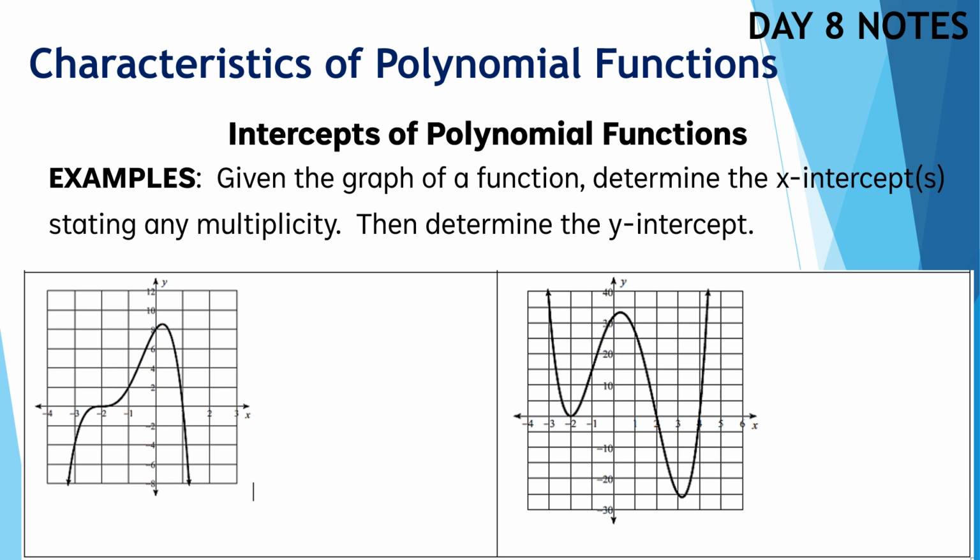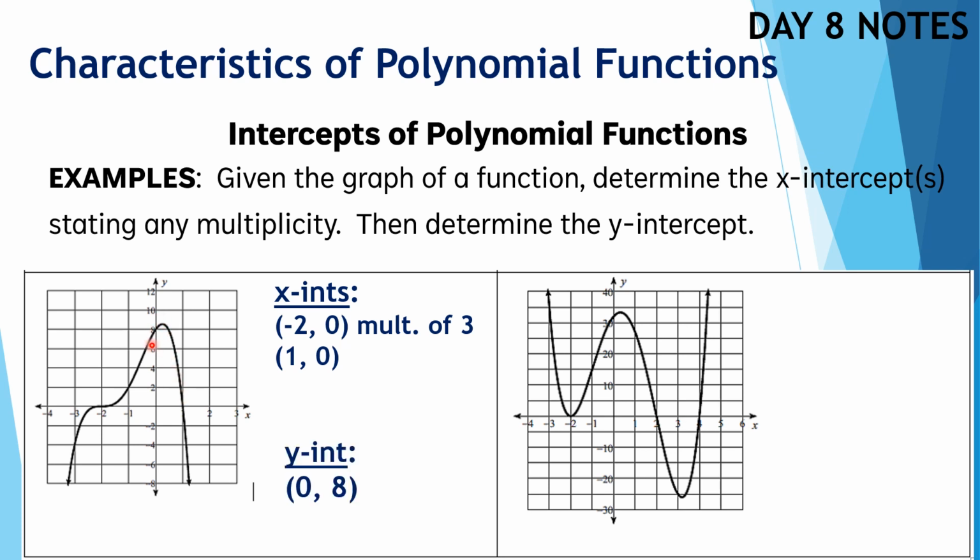Couple more graphs. Check these guys. So the x-intercept of the graph on the left, the first one we see is at -2. It does that squiggle shape, that cubic function shape, so that's a multiplicity of 3. And then we also cross through the x-axis one time at x equaling 1. So those are your two x-intercepts, (-2, 0) with a multiplicity of 3 and (1, 0). We do have a y-intercept. It crosses the y-axis at y equaling 8, so that intercept is (0, 8).